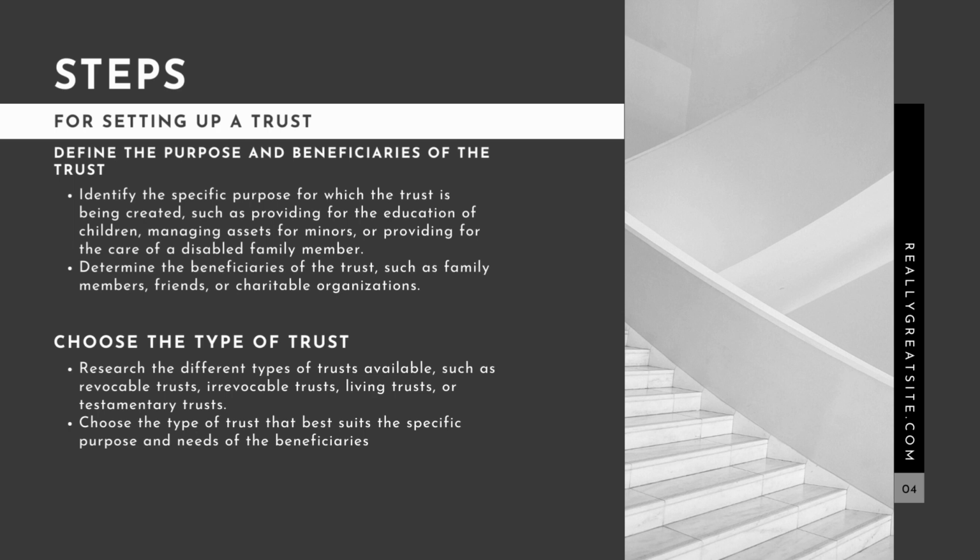Then you choose the type of trust. Research the different types of trust, such as the revocable trust, irrevocable trust, living trust, or testamentary trust. I think we spoke about the different trusts in a previous video. Just go back and look at our Estate Planning Wednesday or Will Wednesday. I think one of those Wednesdays we did.